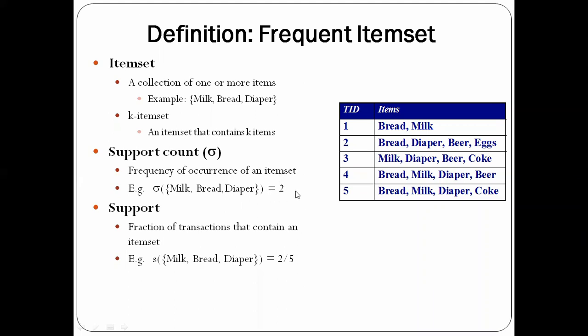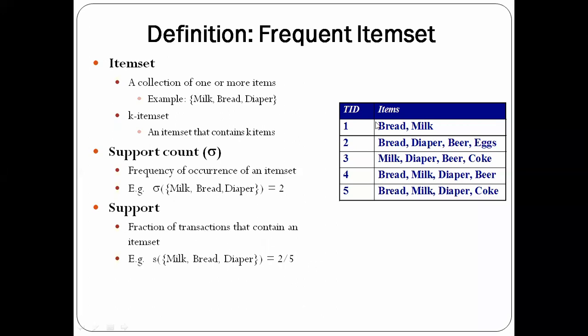Support count is just 2. See, support count is in how many transactions it is present. So it is present in 2 transactions, that is the support count. Now coming to support, support is nothing but the percentage of transactions in which this item set is present. That is the fraction of the transactions in which the item set is present. So the support of milk, bread, and diapers is 2 by 5.